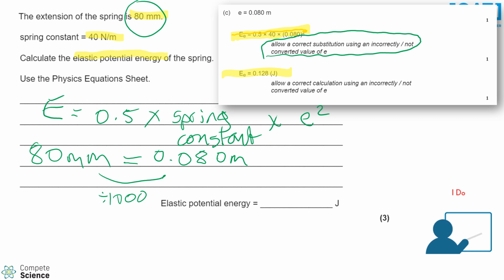Again, look at the mark scheme. It allows a correct calculation for an incorrectly or not converted value of extension. So for all 3 marks, all 3 steps will have to be done correctly, and then you can check your answer again.